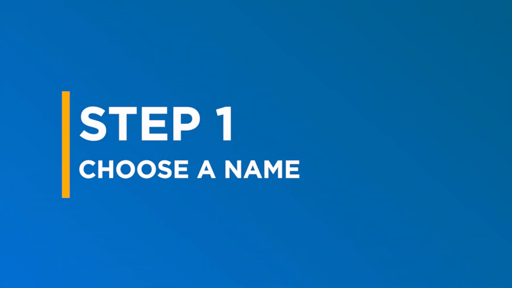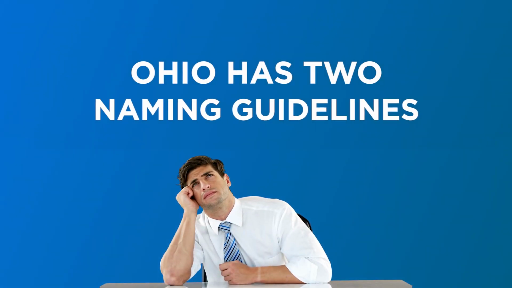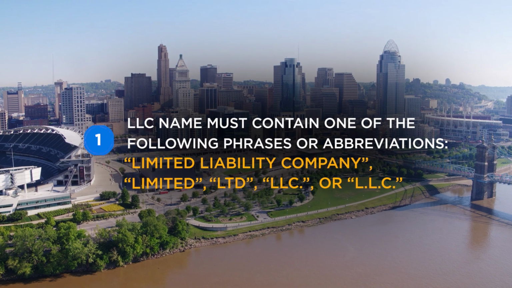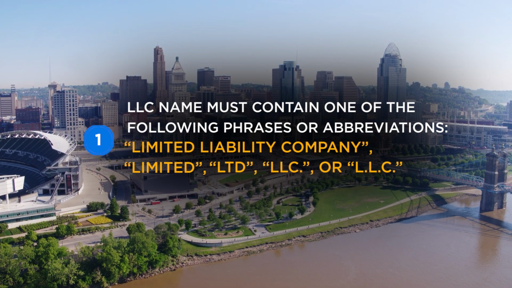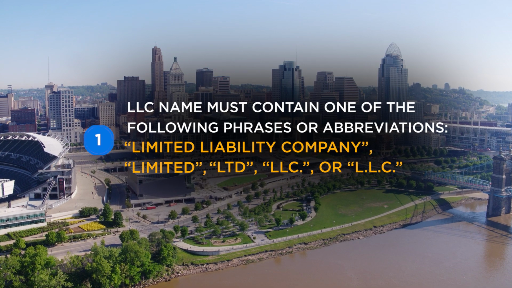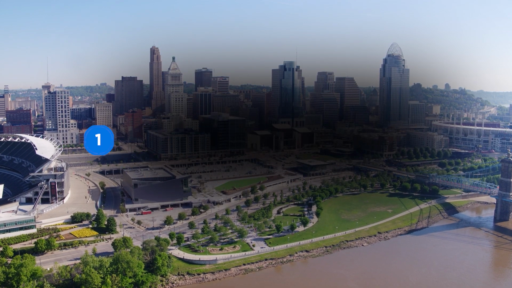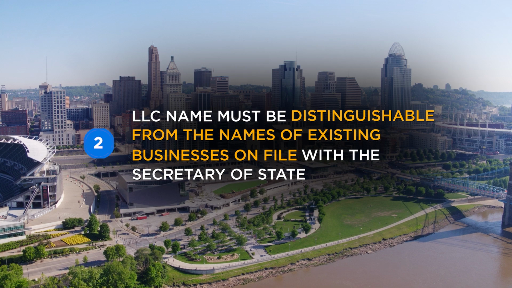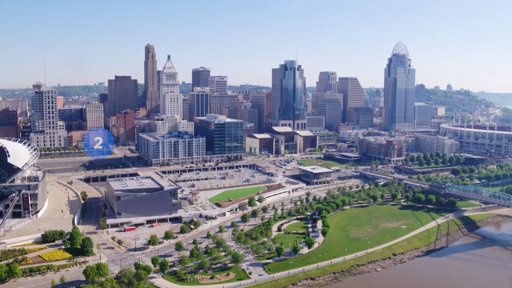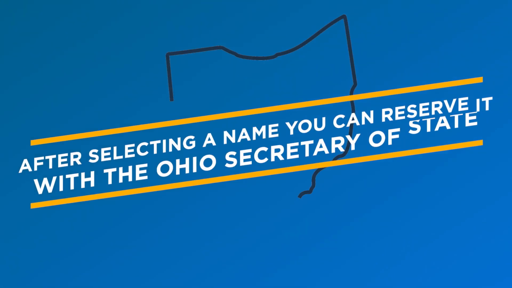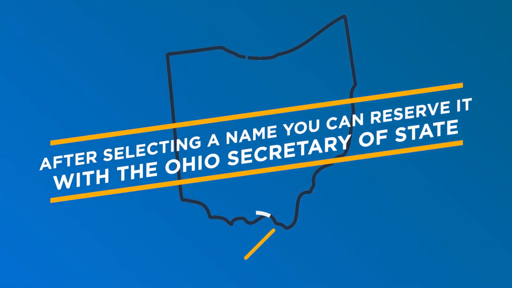The first step in forming an LLC is to select a name. Ohio has two naming guidelines. 1. An LLC's name must contain one of the following phrases or abbreviations: Limited Liability Company, Limited, Ltd, LLC, or L.L.C. 2. An LLC's name must be distinguishable from the names of existing businesses on file with the Secretary of State. After selecting a name for your LLC, you can reserve it with the Ohio Secretary of State.